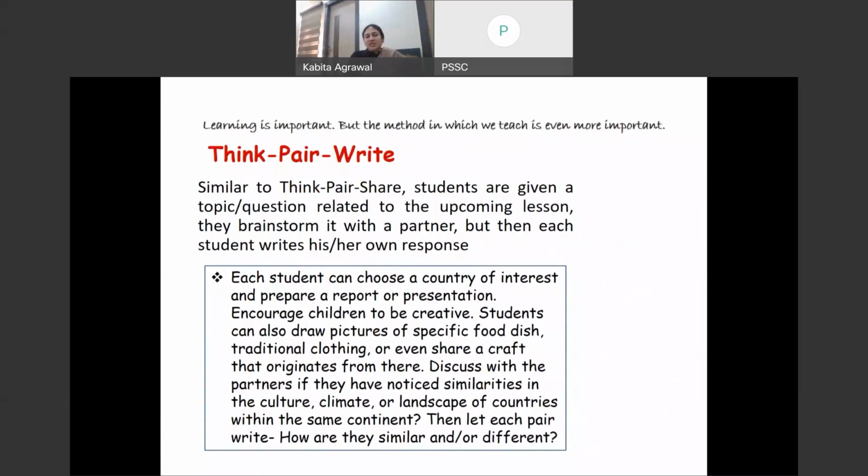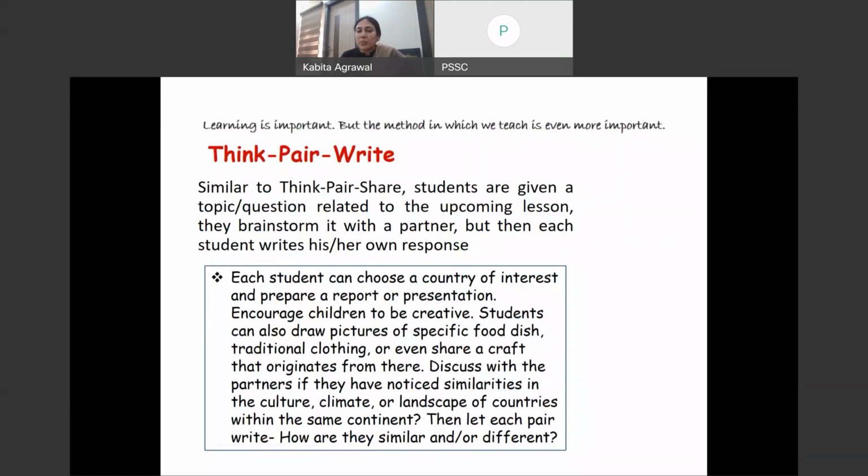So here again, I have discussed an example, because these examples may be more beneficial to each one. Each student can choose a country of interest and prepare a report or presentation. If you encourage children to be creative, students can also draw pictures of a specific food dish, traditional clothing, or even share a craft that originates from there. Discuss with the partners if they have noticed similarities in the culture, climate, or landscape of countries within the same continent.